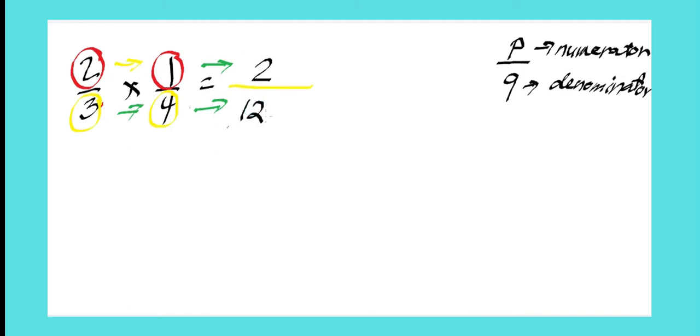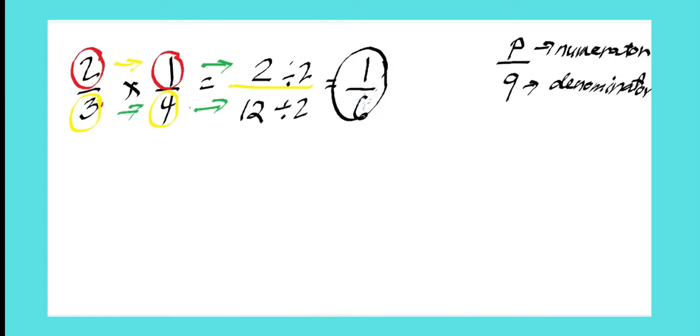Very good. Now, 2 over 12 is not yet in the lowest term. Your teacher is always looking for an answer which is in the lowest term or in the simplified form. So all you need to do is get the GCF, the greatest common factor. In this case, for 2 and 12, the greatest common factor is 2. Then you are going to divide both sides. 2 divided by 2 will give you, of course, 1, and 12 divided by 2 will give you 6.